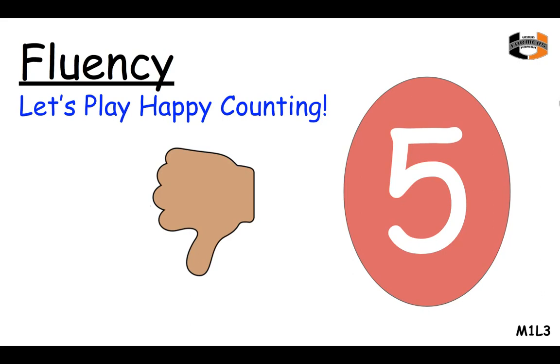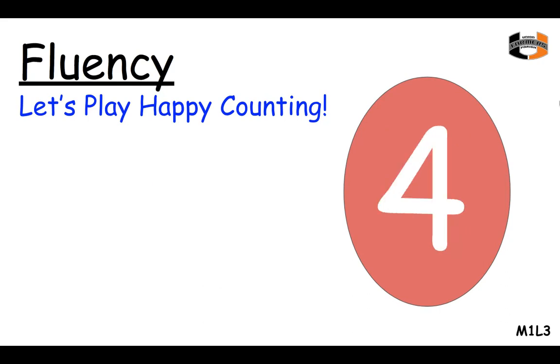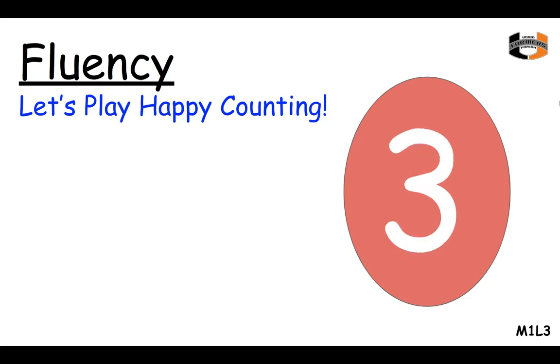Oh, that means we're going to go down a number. What is the number down from 5? 4. That's right. So what do we do next? Oh, we go down again. That's going to be 3. Oh, it wants us to go down again. What is that number? 2. All right, what do we do now?